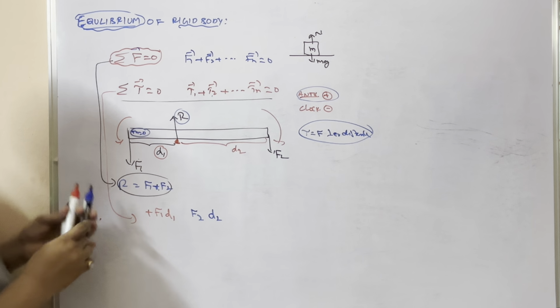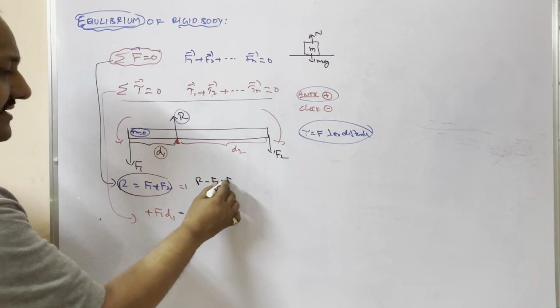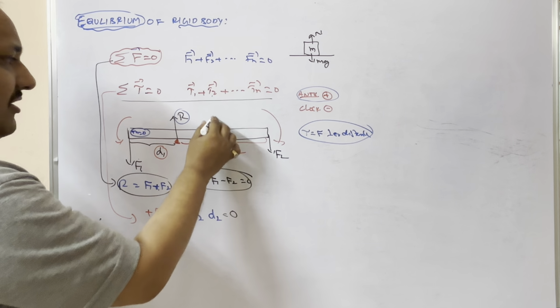So the sum of torque should be equal to 0. This is also the same. Upward forces, downward forces we wrote. Upward positive, downward negative we will take. Again you will get the same. R minus F1 along the positive y-axis, along the negative y-axis. The same you are going to get.